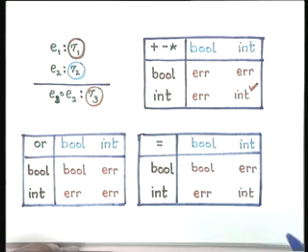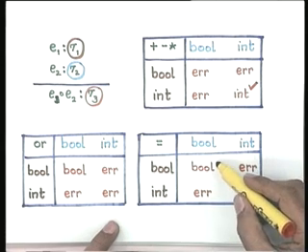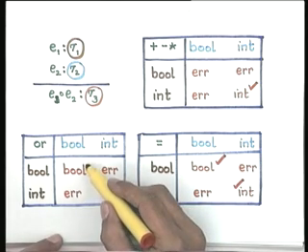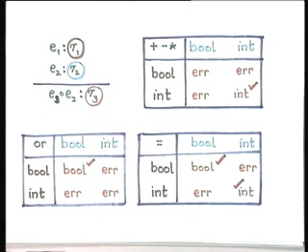So, if you look at equality, of course either you are comparing two booleans or you are comparing two integers. In all other cases there is a type error. And in the case of OR, it is only when the two operations are Boolean that you actually type check. In all other cases you have an error. OR is meant to be a Boolean operation, so that is all. So this is all there is to type checking.